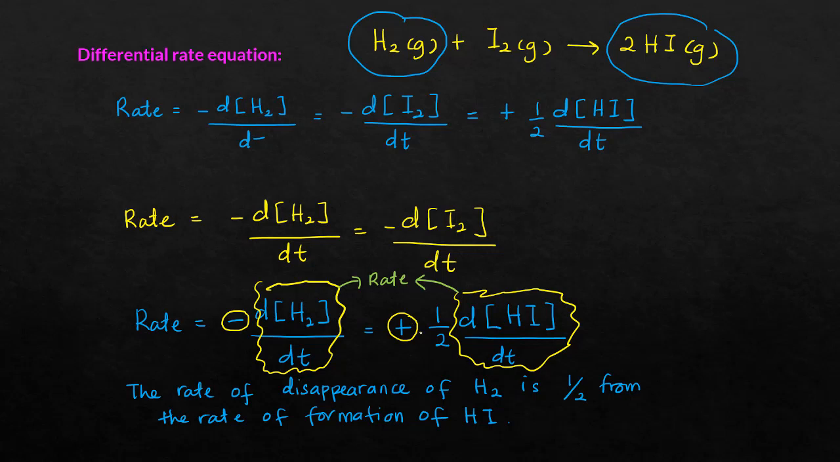So, yang positif kat sini merujuk kepada produk. Apa produk kita? Bagi contoh ini, hydrogen iodide. Jadi, ini adalah rate of formation. Ini adalah rate of disappearance. Okey, jadi apa hubungannya? Kalau kita lihat di sini, rate of disappearance of hydrogen gas, kadar pengurangan hydrogen gas adalah separuh daripada kadar rate of formation of hydrogen iodide. Itu satu contoh. Okey, kita tengok contoh yang lain.